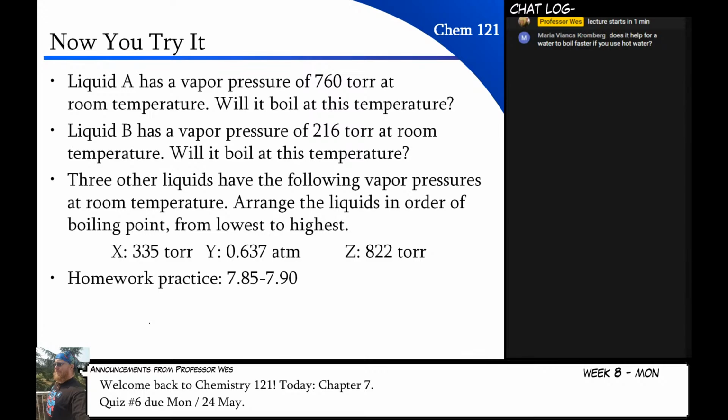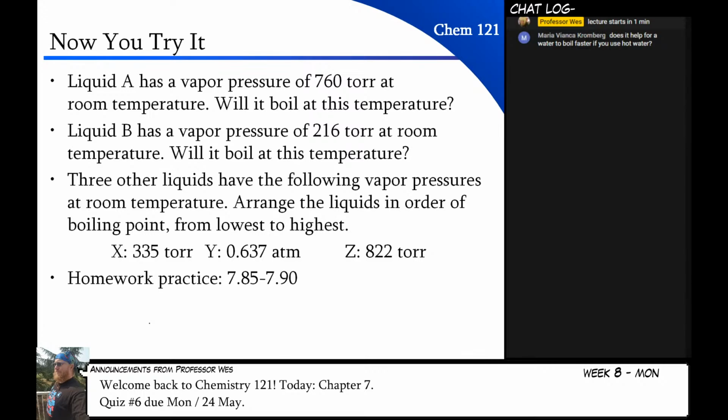All right. On the screen, I have some questions I want you to answer. I've sort of played around with the units here, so I didn't give you them in atmospheres. You can convert them to atmospheres, you can leave them in torr. It's totally up to you. I want you to tell me if liquid A has a vapor pressure of 760 torr at room temperature, will it boil? What the heck is 760 torr?